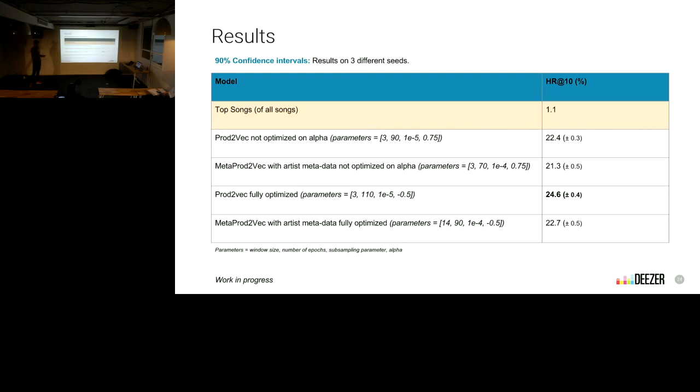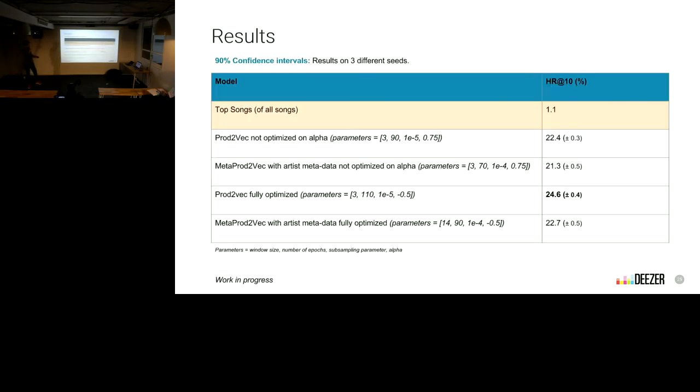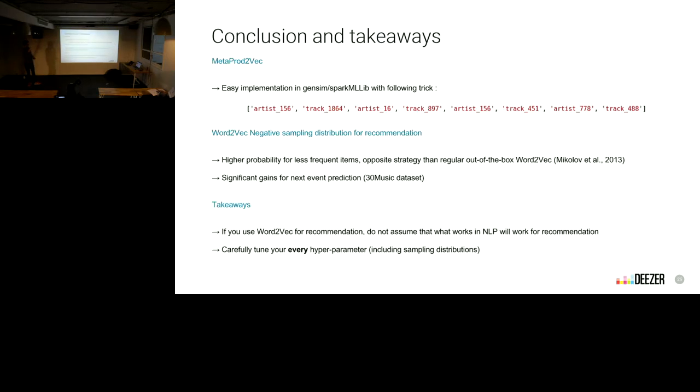So here are the final results. The first two lines show Word2Vec and meta Word2Vec optimized jointly on every hyperparameter but alpha. We can see that for both of the models, you can get a significant gain if you also optimize on the negative sampling distribution. Also, the overall best performance is obtained by the Word2Vec model on this dataset. So we move on to the conclusion and takeaways of this presentation.